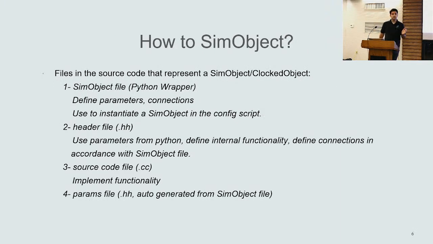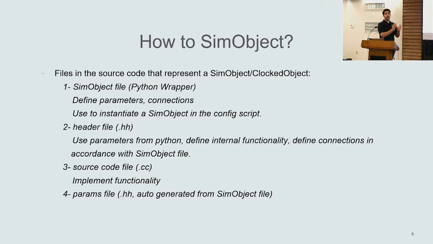OK, so let's see where the code for a SimObject resides in the gem5 code space. For every SimObject, there are 4 files. First of all, there's the SimObject file that basically defines the SimObject that you want in the Python world. It defines what parameters your SimObject should have. For example, your cache has a parameter called cache size.